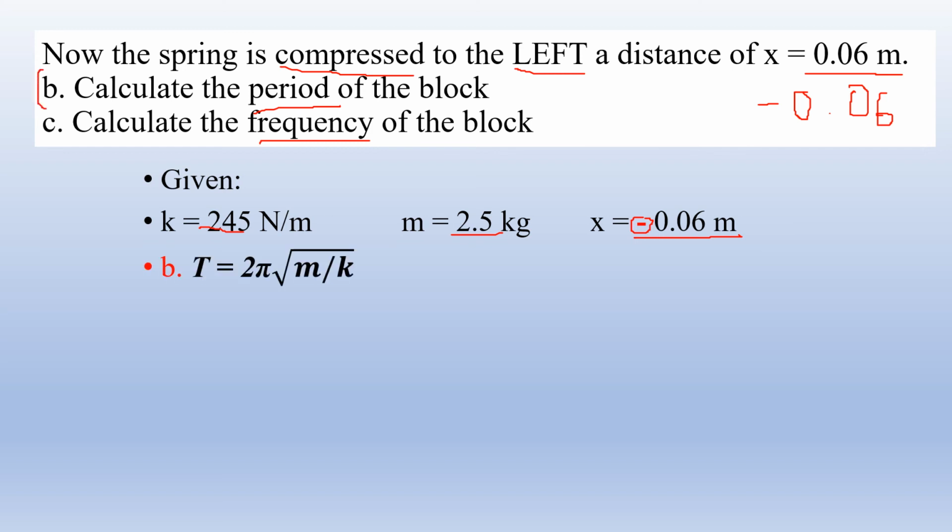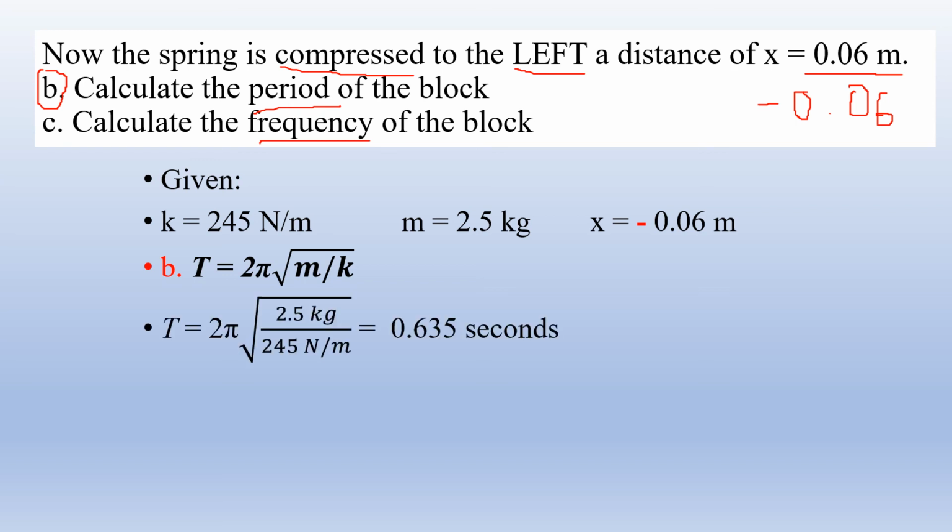For B, calculate the period. I'm going to use this equation. 2 pi is 2 pi, the mass is 2.5, and the k value is 2.45. Go ahead and plug that into your calculators and see what you're getting. If you did it correctly, you got 0.635 seconds. That is the period of this system, meaning he's over here compressed, he's going to pass equilibrium, and he's going to come back to where we started. That whole thing took 0.635 seconds.